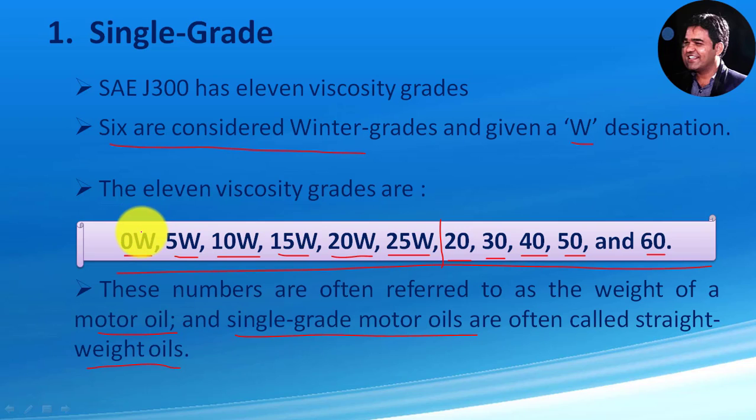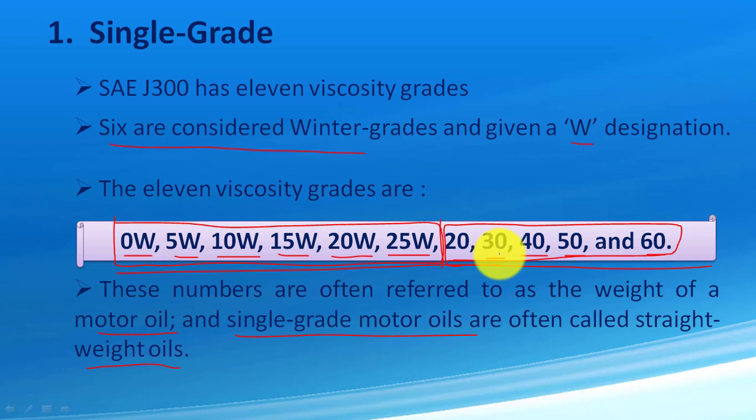So again, I would like to emphasize the single grade oil grades which are prescribed by the SAE under SAE J300. A total of 11 grades have been decided by the SAE. Among these 11, 6 are for the winter condition, you can consider the cold weather condition, and the remaining 5 are for the high temperature range.